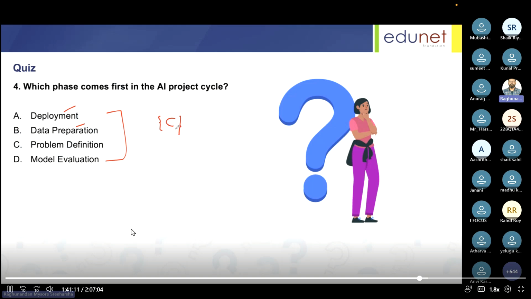The first step is always C. Once you define the problem, you will prepare the data, that is B, and then you will do the model evaluation based on these things. And the last one will be A. So we are going to define the problem first. Good.